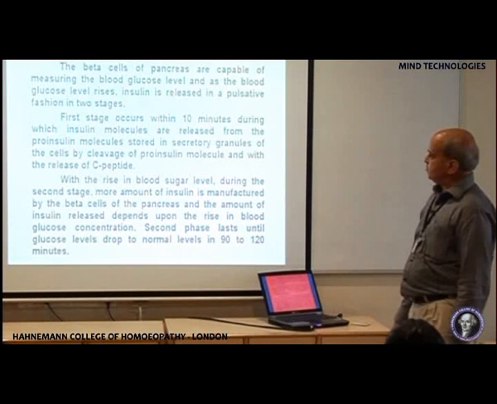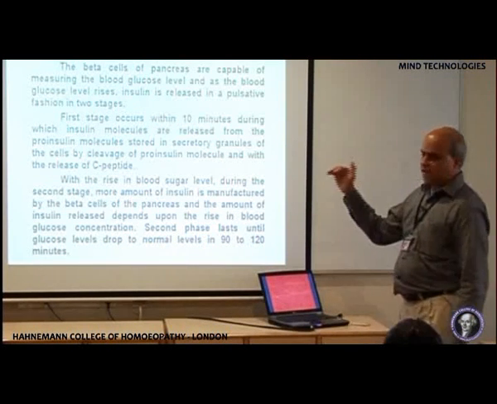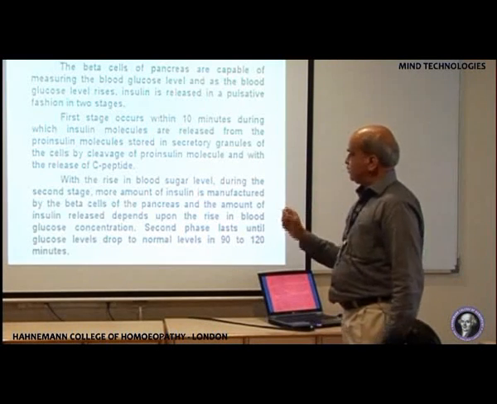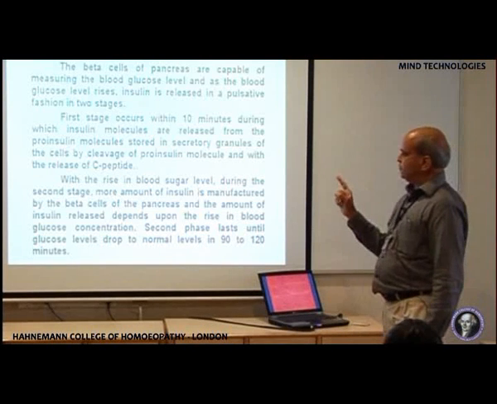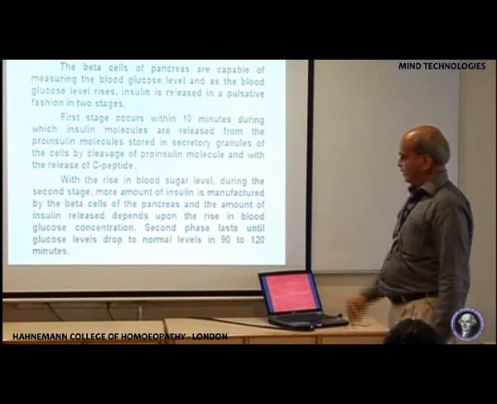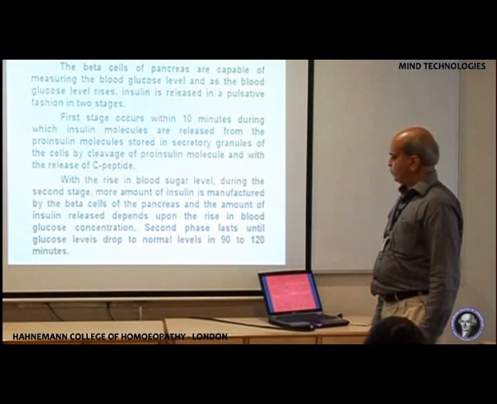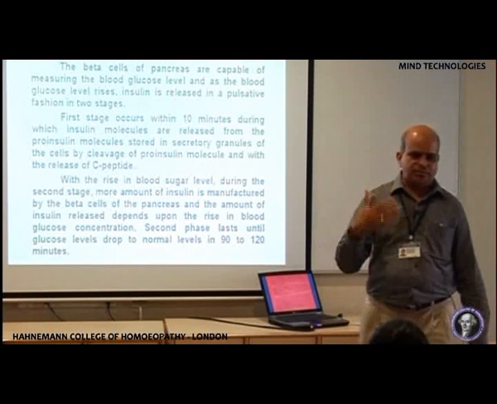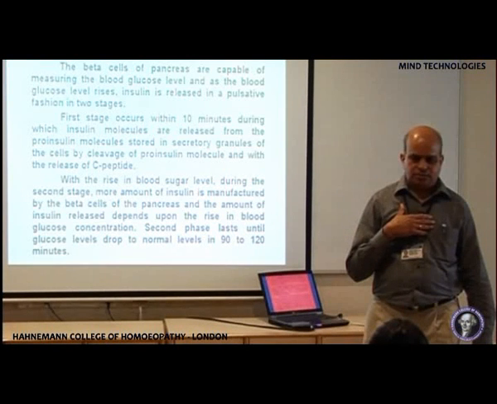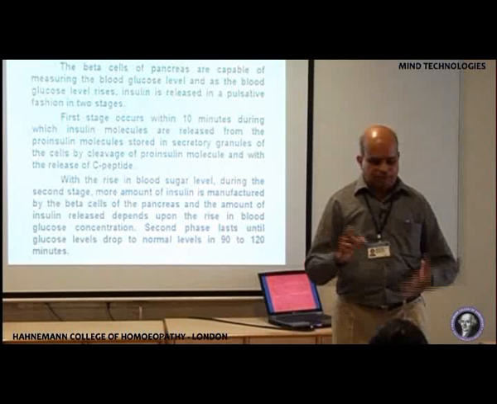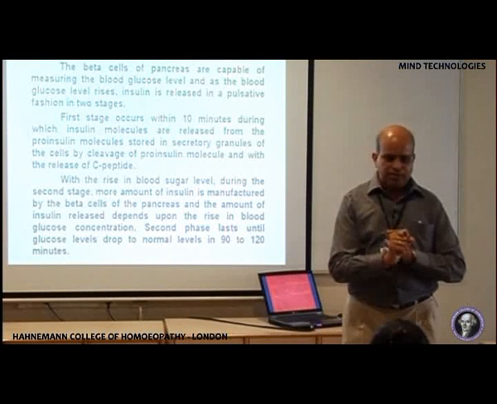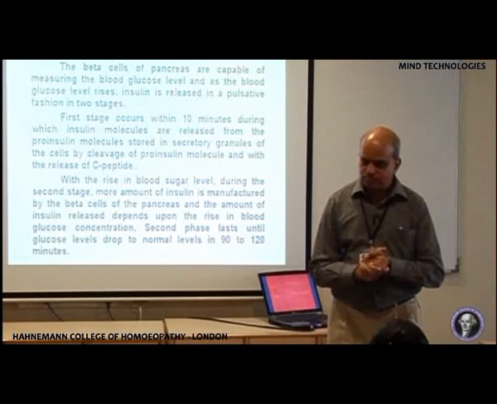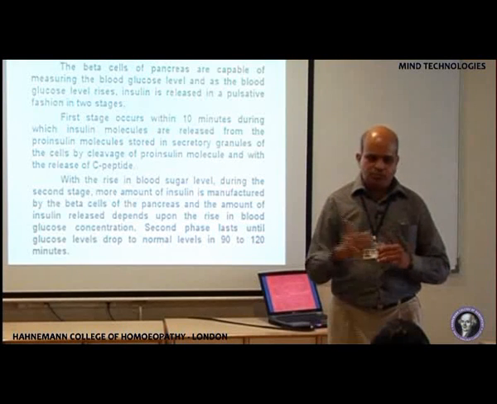Now these beta cells of the pancreas are capable of measuring the blood glucose level. What is happening? This mechanism is also important. The first stage occurs within 10 minutes, during which insulin molecules are released from the proinsulin molecules stored in the secretory granules of the cells by cleavage of the proinsulin molecule, with the release of the C peptide. Please remember, when we start talking about various clinical investigations, this is the part where we ask for the insulin level. We ask for the level of the proinsulin, and we also talk something about the C peptide. Where exactly we use that is different.